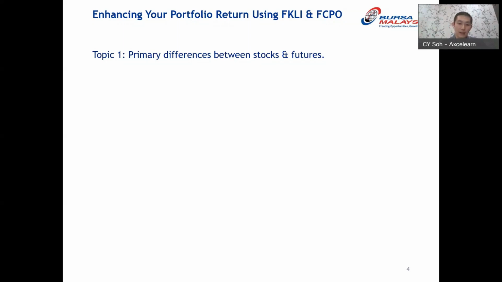The second topic that I am going to share with you is the primary differences between FKLI and FCPO. This is very important for you to understand because many retail traders get confused with these products. You might be thinking that both are called futures products, and yes, of course, they are. But do you know that both are actually very, very different in nature? Different products have different price movement behavior, so you need to understand how to customize trading strategies that actually suit them.